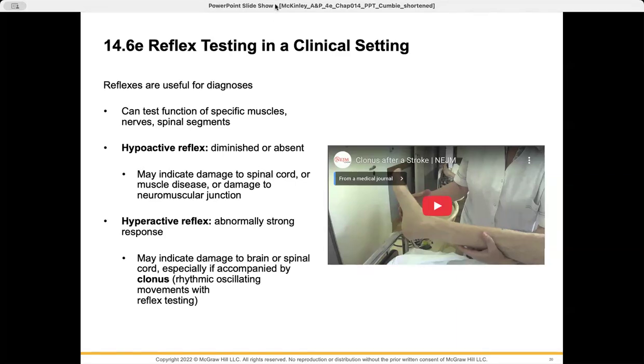I'm going to switch over now and stop sharing so that we can switch to chapter 16. Pull up chapter 16. This will be kind of the last part here.